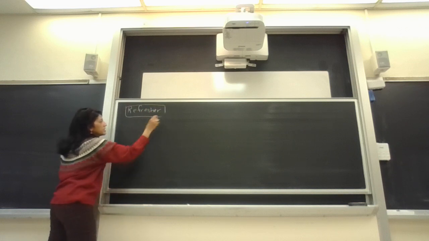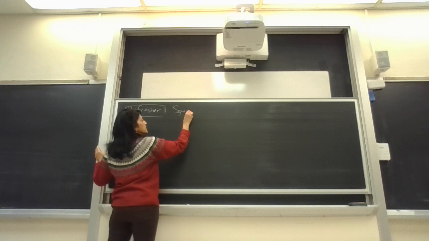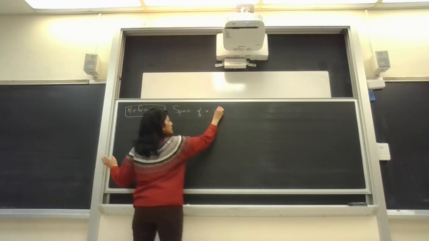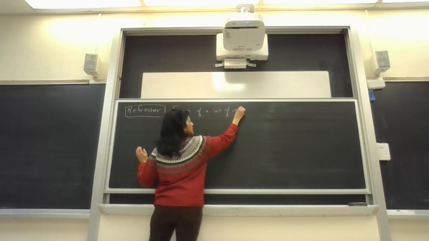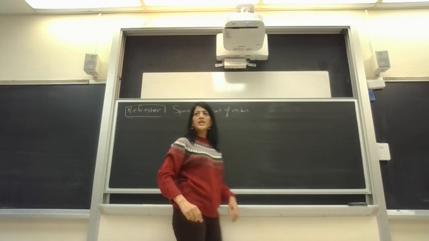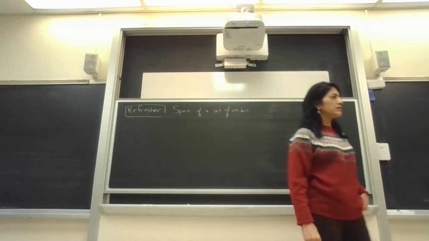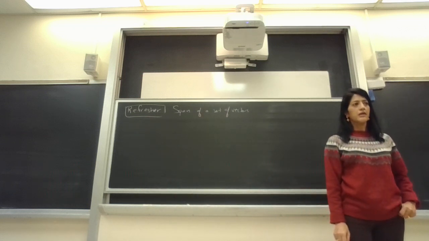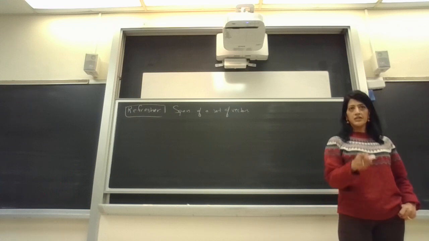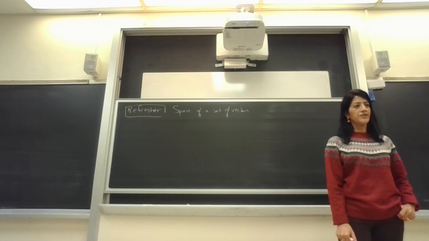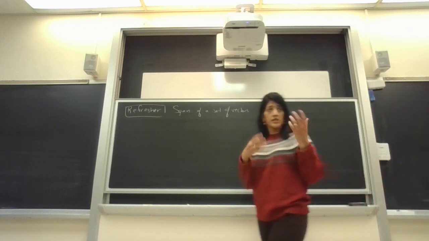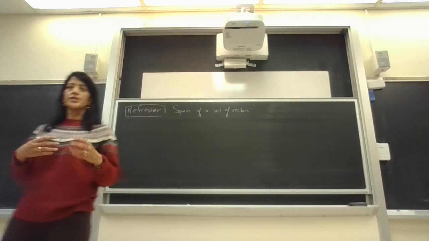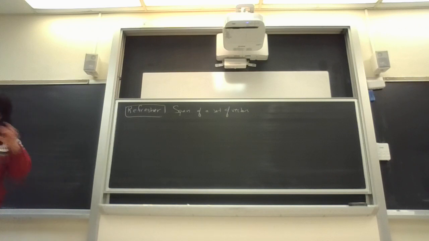Let me ask you first. What do you guys think of span as? All possible linear combinations. That's the definition they give you, that's great. That's the definition they gave you in David Lay. They call it all possible linear combinations of the vectors that are given to you.